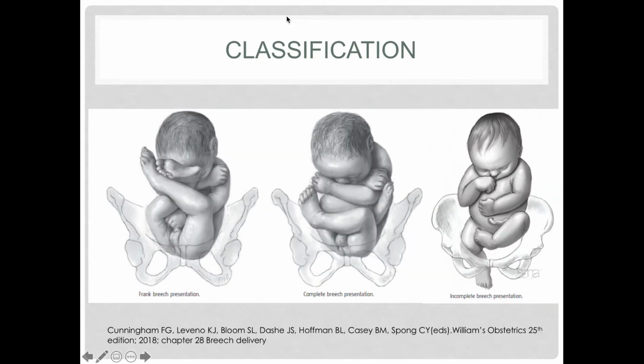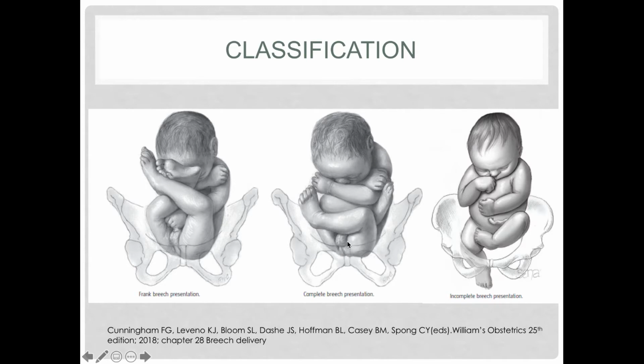So basically, we have three kinds of breech presentation. We have the frank breech, the complete breech, and the incomplete breech presentation. With frank breech presentation, the lower extremities are flexed at the hips and extended at the knees, such that the feet lie very close to the fetal head.